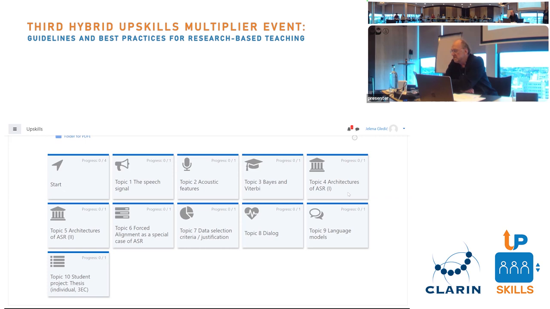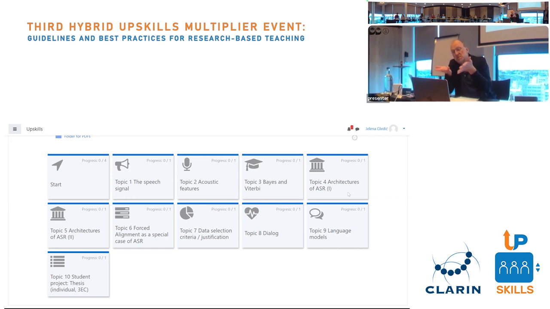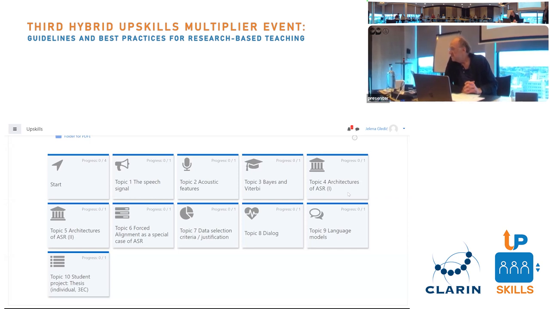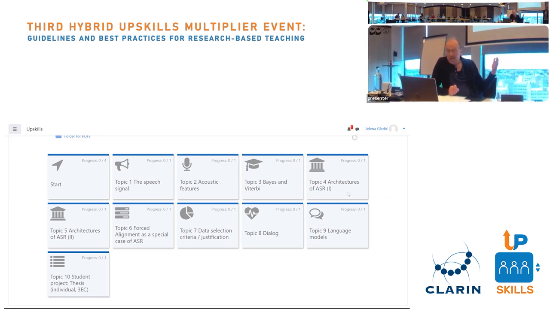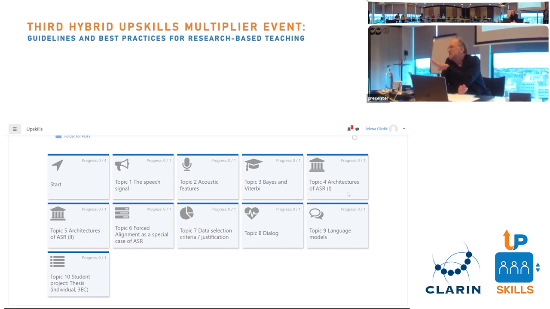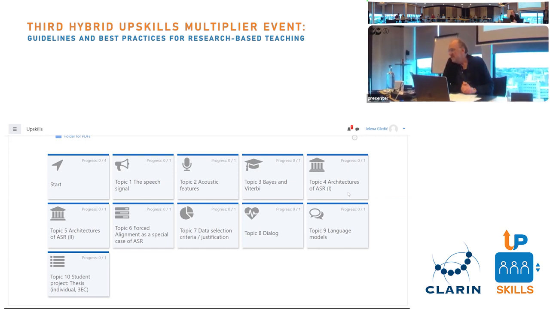Topic number six is forced alignment as a special case of speech recognition. Topic number six is very relevant because many approaches in spoken corpora are based on forced alignment. And if you want to align your text to the audio, that is just forced alignment. And then topic seven is about data with examples. Topic eight is about dialogue, meaning dialogue systems, very relevant in man-machine communication. Number nine is language models, interesting for those who are into languages and text. So the link between LLMs and ASR is topic number nine. And topic number 10, finally, is about the thesis.